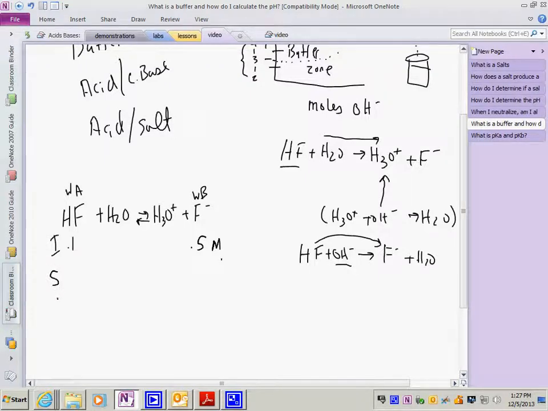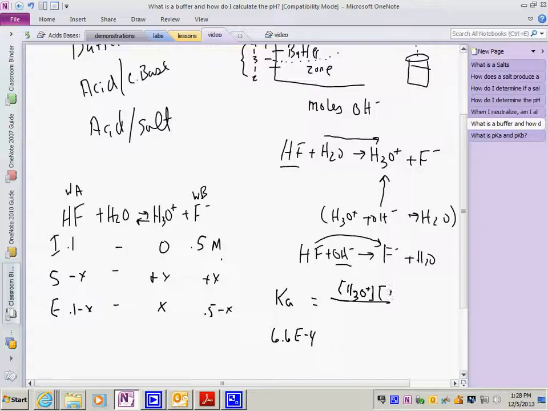So stoic ratio ending, water will not play a role because it doesn't have a changing concentration. We're tracking concentrations here. This is nothing to begin with. Minus x plus x plus x. This is going to be 0.1 minus x, and 0.5 minus x. Plug these values into my equilibrium expression, which is going to be Ka of the HF, which is 6.6 e to the negative 4th, equals the products, the concentration of H3O plus, concentration of F negative, over the concentration of the HF.